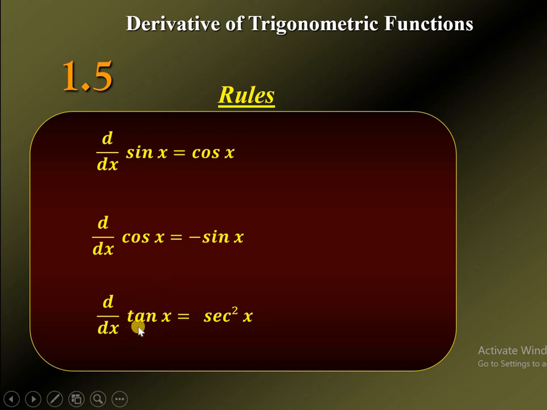Rule number 3, derivative of tan x equals sec squared x. Again, sine, cosine. Cosine, negative sine. And tan, sec squared x. Derivative of tan x is sec squared x.